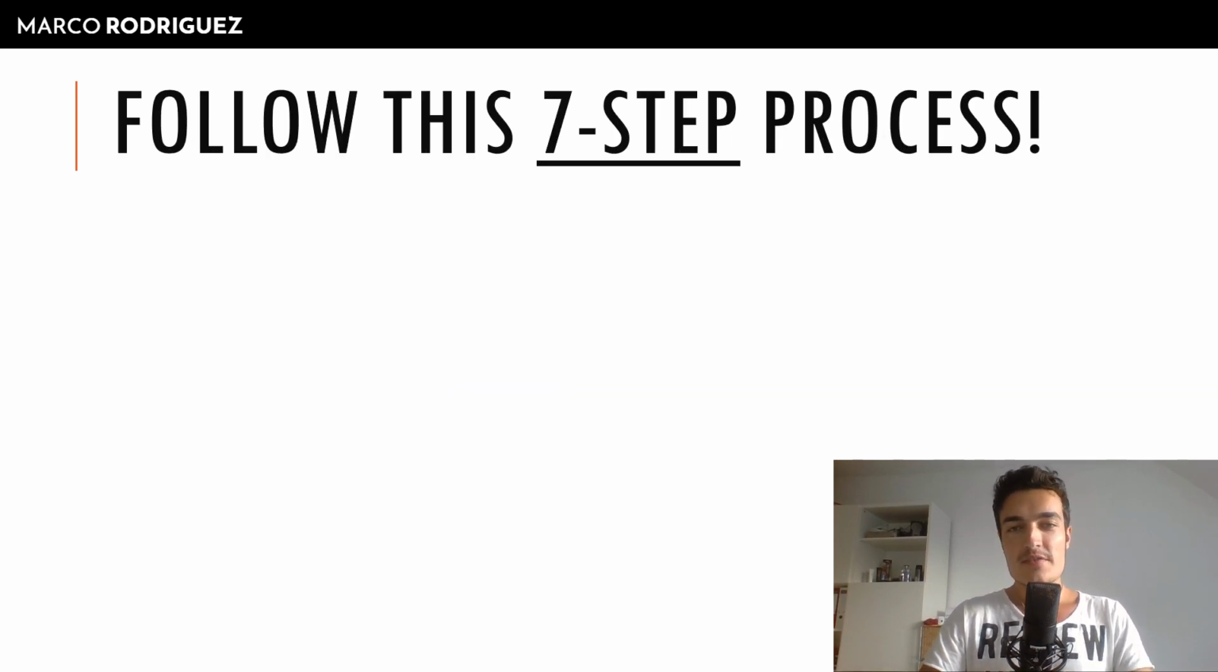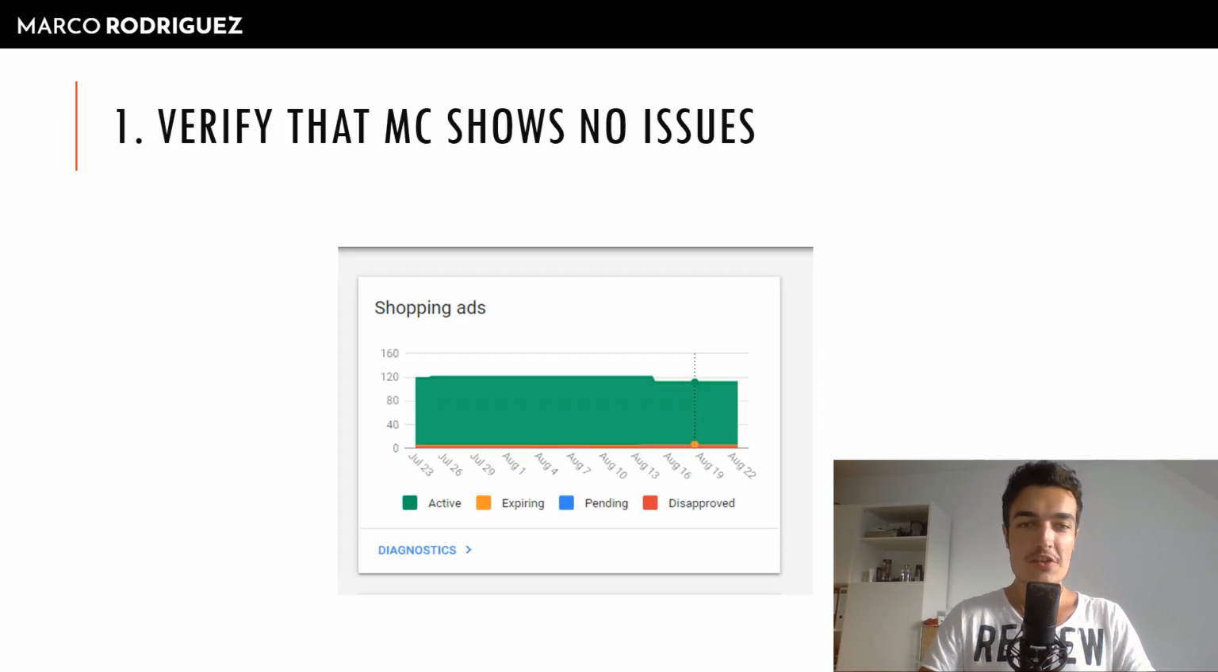So this is my 7-step process for getting your Google Shopping ads to work. And the first step, very straightforward, is to verify that your Merchant Center account shows no issues or just as few issues as possible. So if you go into your Merchant Center account, you will see this little graph right here, and you will see how many products are active, expiring, pending, or disapproved. Now, what you need to make sure is that the products you are trying to advertise on Google Ads are all active right here in your Merchant Center account.